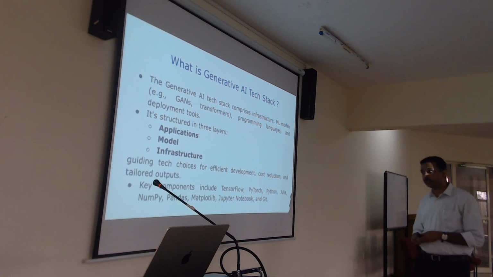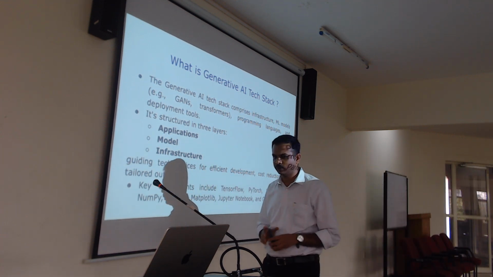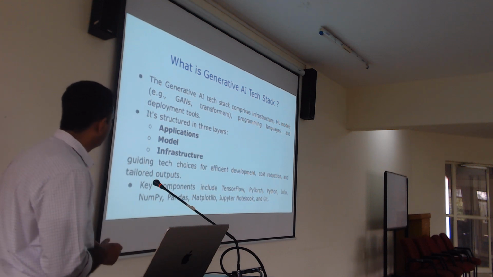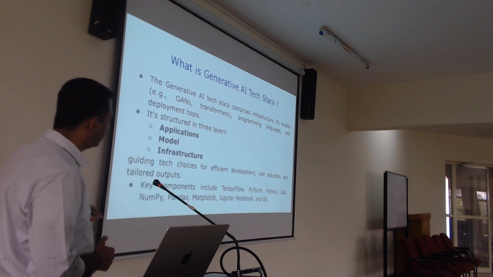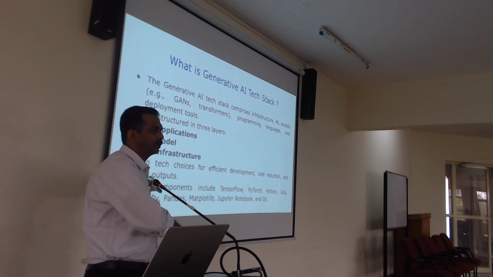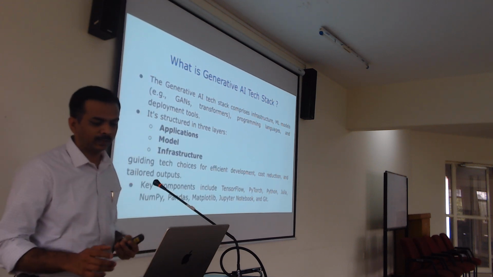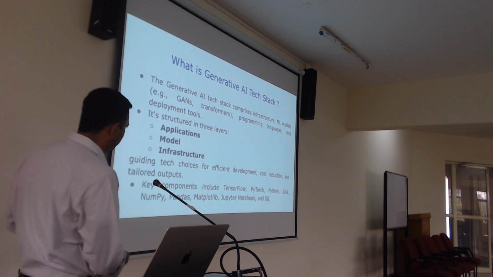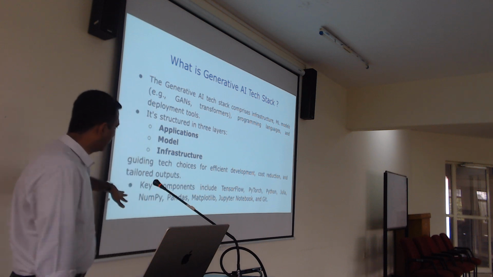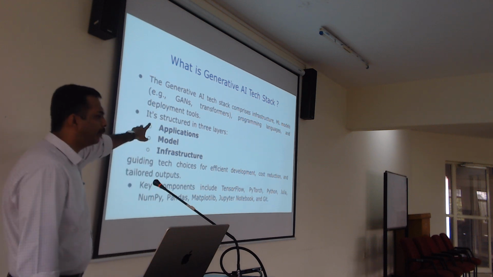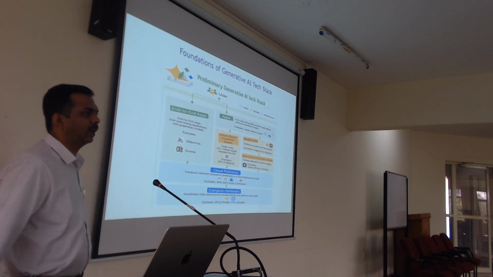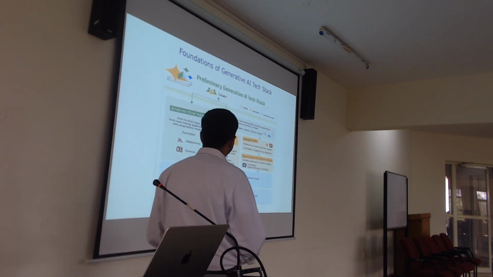So you have the application, model, as well as infrastructure layers, right? These are the 3 layers into which you may classify the GenAI tech stack, which guides the choice for efficient development, reducing the cost, and tailoring for your specific applications. So this is how your GenAI tech stack can evolve, and we know about different components like TensorFlow, PyTorch, Python, Julia, NumPy, Pandas, right? These components can fit in any of these layers. So this is the layered architecture model you may see here.